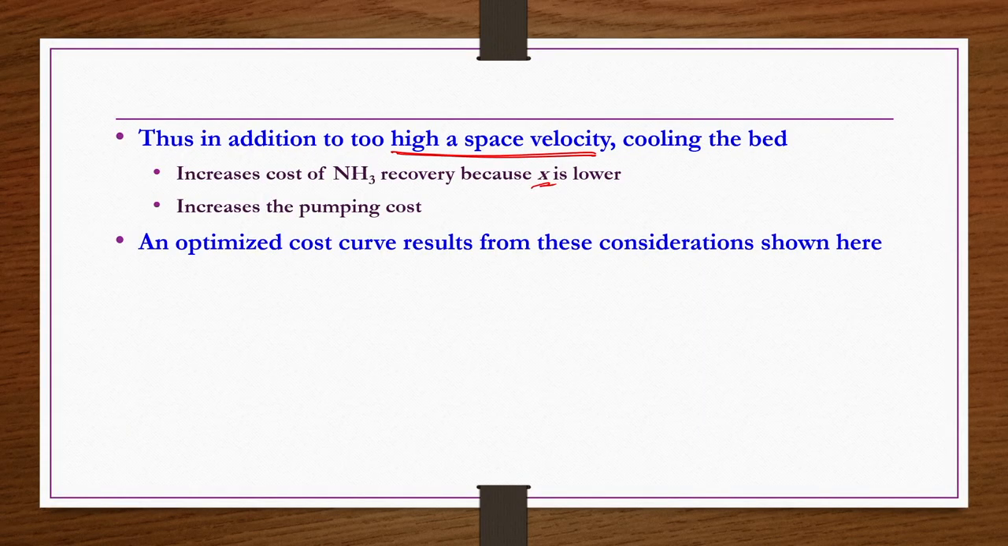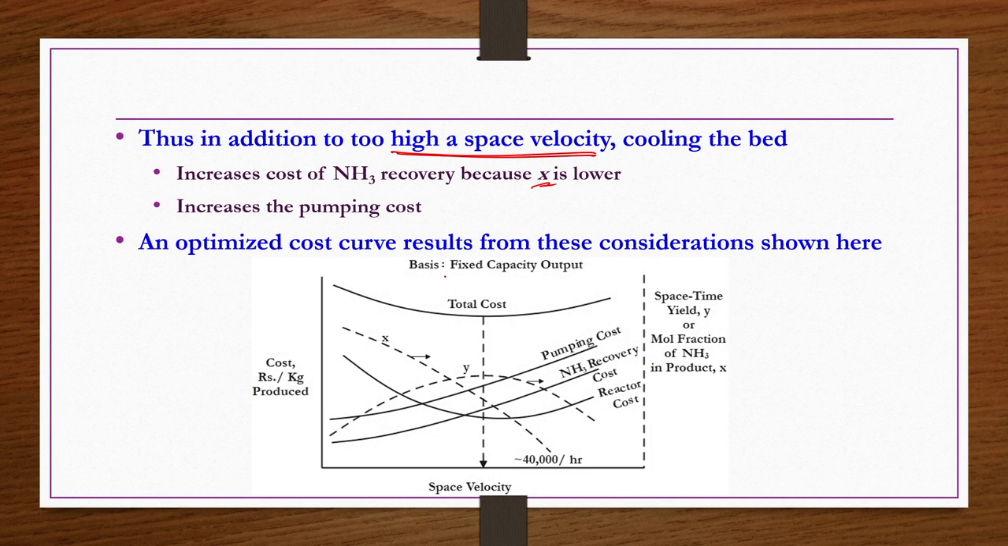So an optimized cost curve results from these considerations, as shown here. If you take a fixed capacity output as the basis, and plot cost of production, in rupees per kg of product, versus space velocity: as space velocity increases, the pumping cost increases, because when space velocity increases, the flow rate increases. In order to have a high flow rate, high efficiency pumping is required, so the pumping cost goes up.